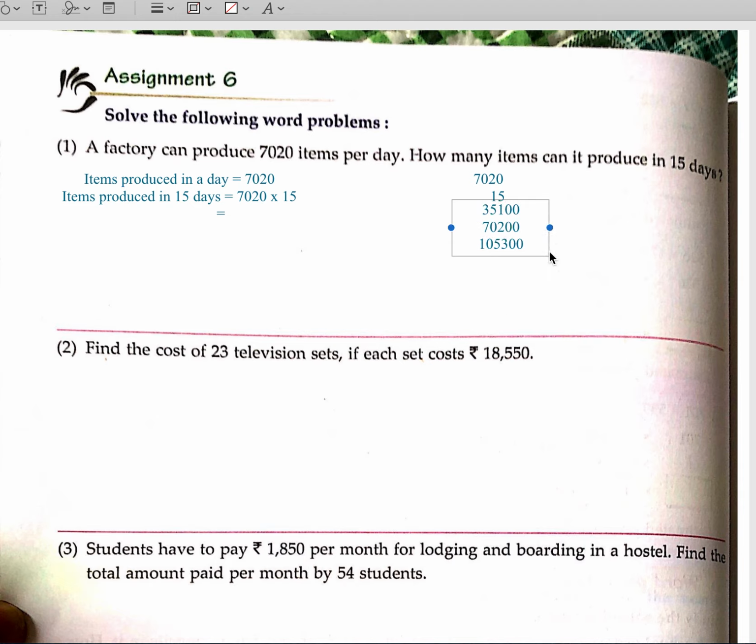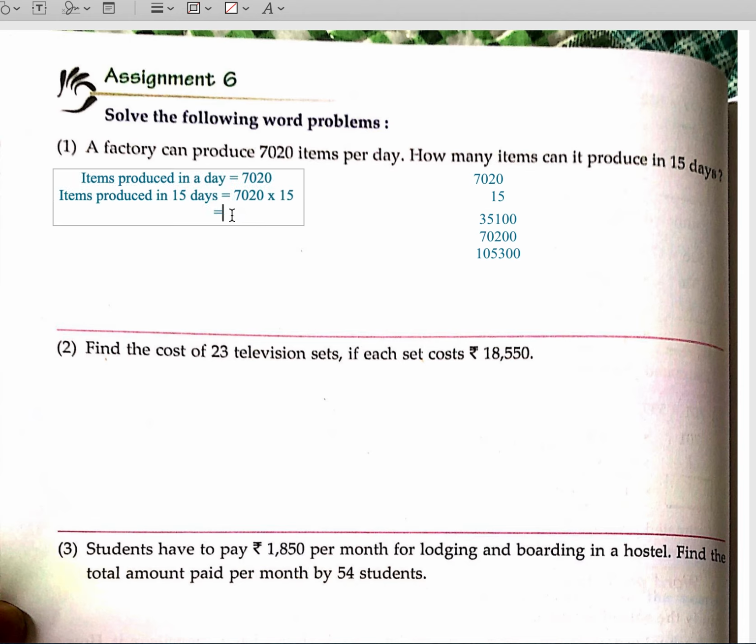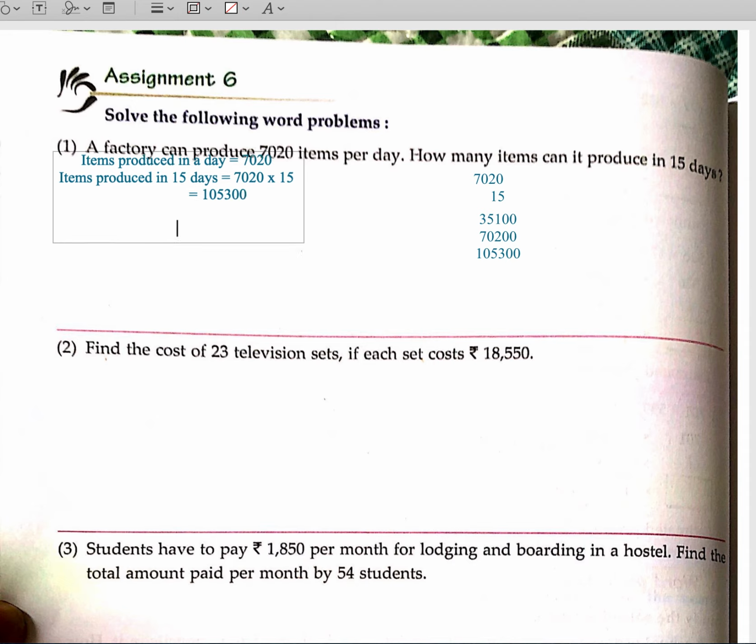So our answer is 105300. So here we will write 105300. So our answer is 105300 items were produced in 15 days.